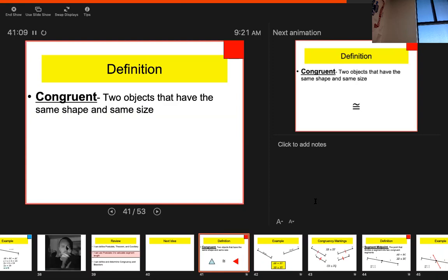I mean, you can have a triangle and a rectangle have the same area, so that would be the same size. But they have to have the same shape and the same size. Same shape, same size. If they are, they're congruent. Who remembers the symbol for congruent? Symbol for congruent is an equal sign with one wavy line over the top. That means congruent.